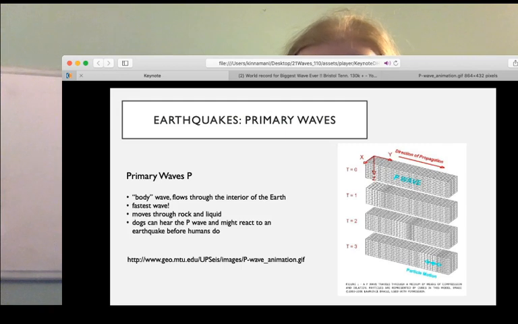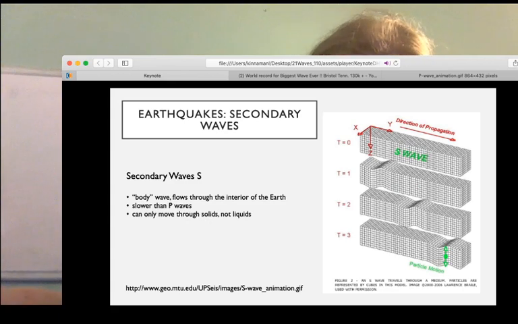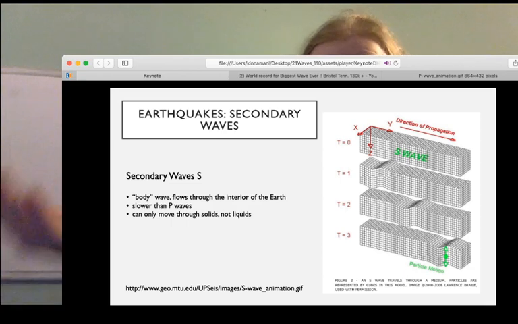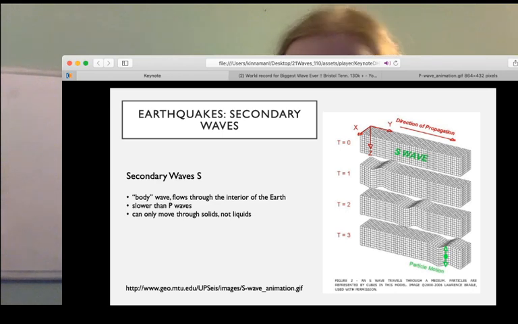The next kind of wave that happens in an earthquake is the secondary wave, which is called an S wave. These are also body waves, so they also go through the interior of the earth. They have a slower speed, okay? Their wave velocity is smaller than the P waves, and they only move through solids. They can't move through liquids. So let's look at these guys.